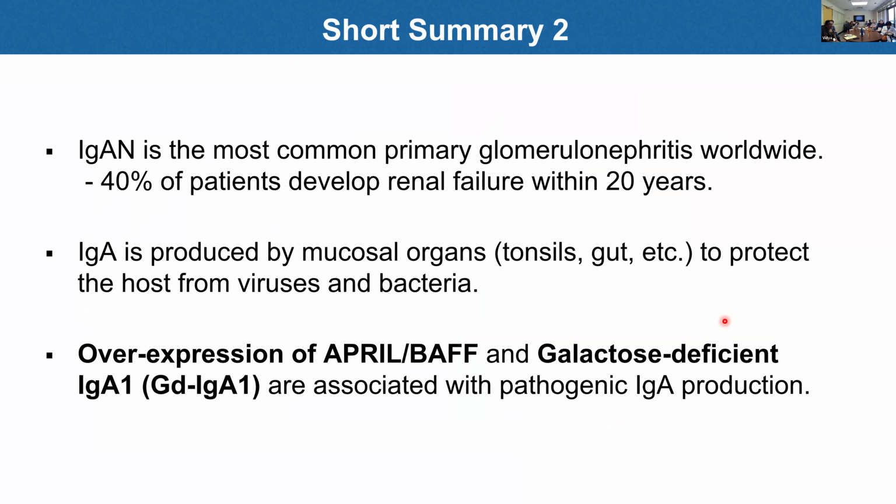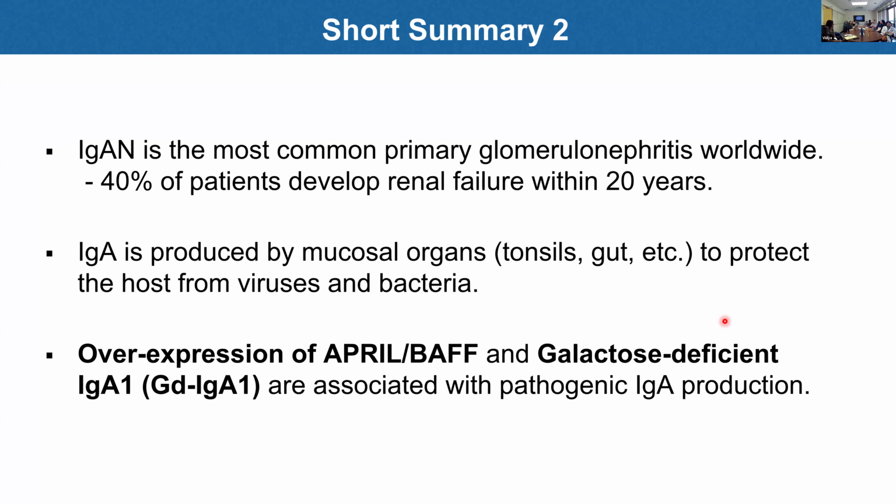So here is the short summary. IgAN is the most common primary glomerulonephritis worldwide, especially in East Asia. 40% of the patients develop renal failure within 20 years. IgA is produced by the mucosal organs such as tonsil, gut, etc., to protect the host from viruses or bacteria. The overexpression of APRIL and BAFF and the galactose-deficient IgA1 are associated with pathogenic IgA production.